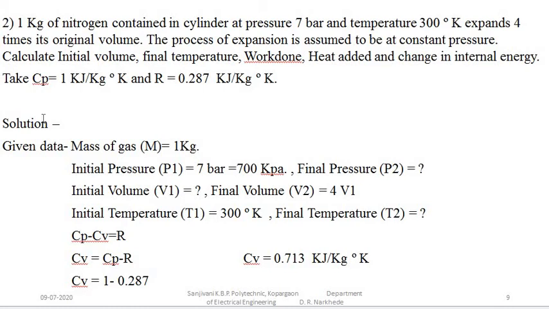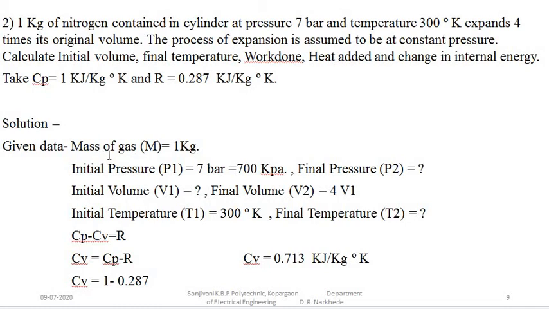So you have to write first the given data. So what we are writing first in the given data, we are identifying the process, ideal gas process first. So this is the problem of constant pressure process. So you have to note in the given data, this is a constant pressure heat addition process. Then you have to find whether mass of the gas is given or not. So here mass of the gas is given, that is 1 kg.